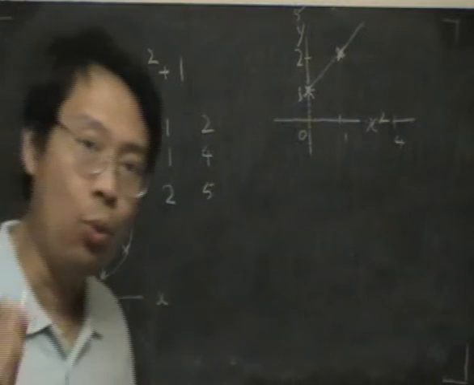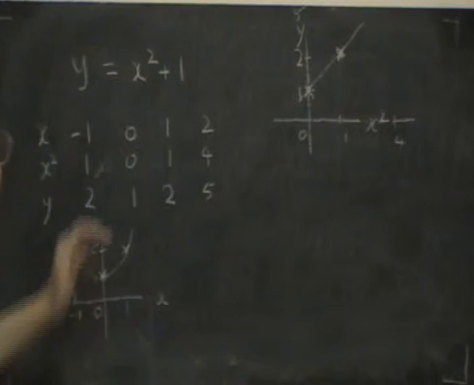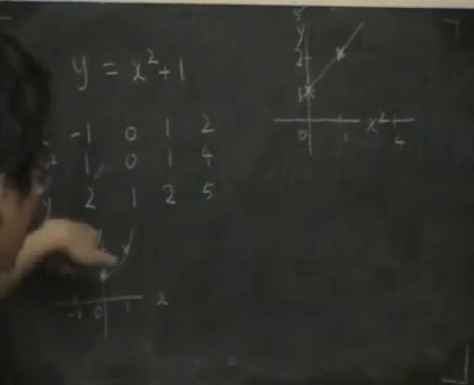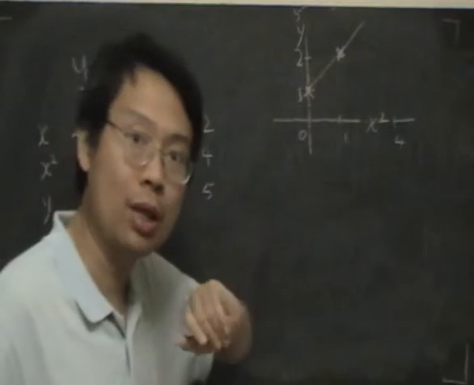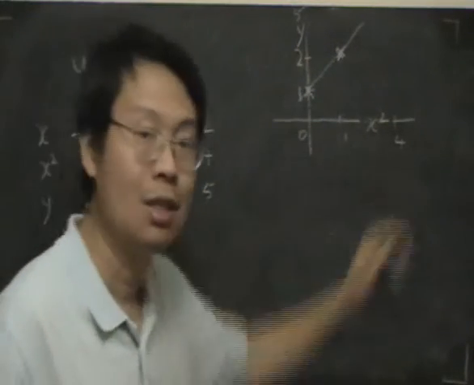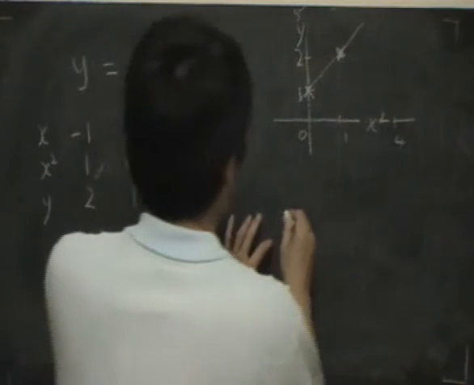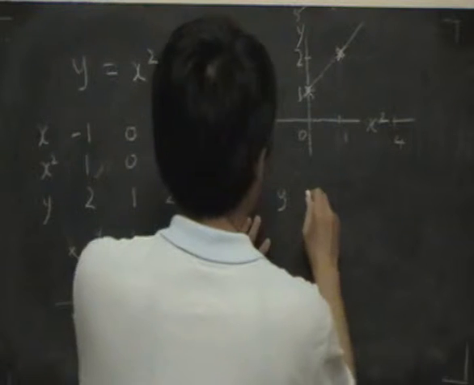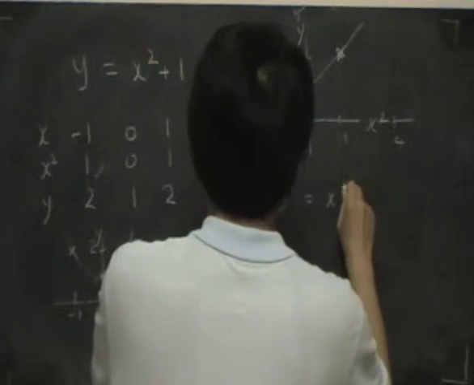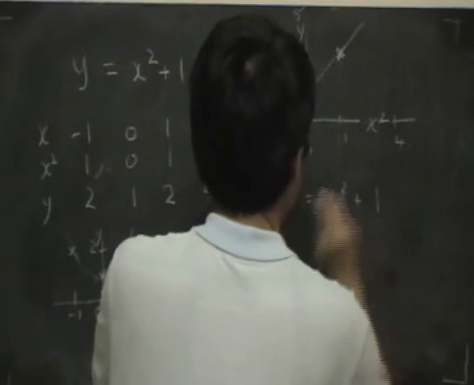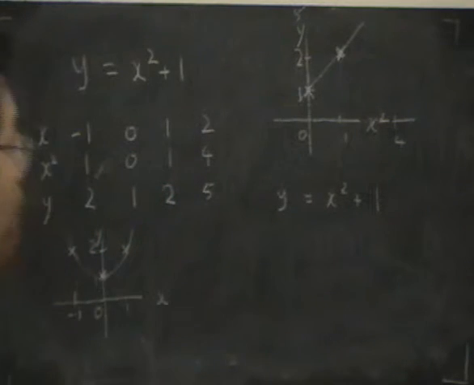Now, why does a curve become a straight line when I plot y against x squared? So the reason is this. Let me write this out again.